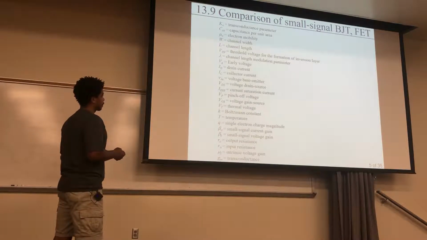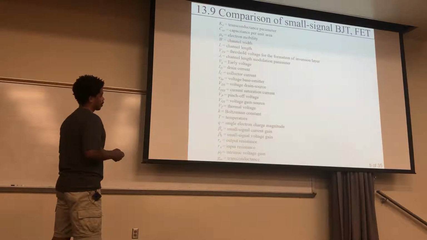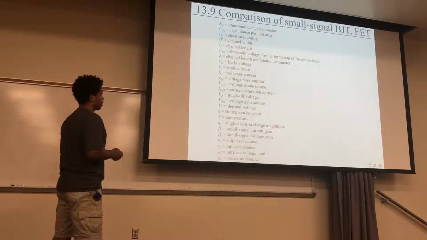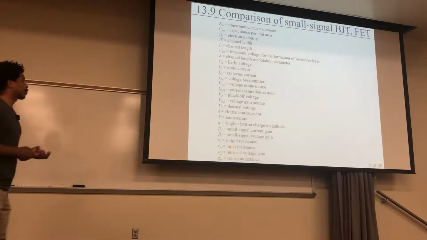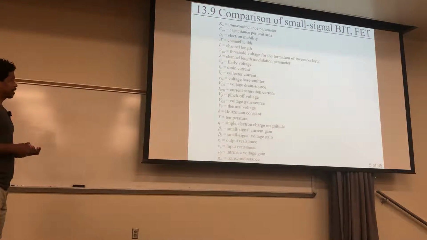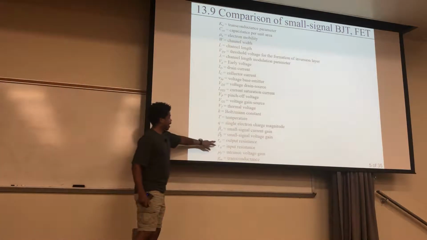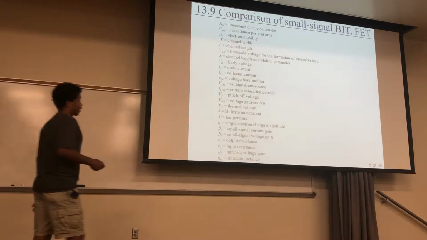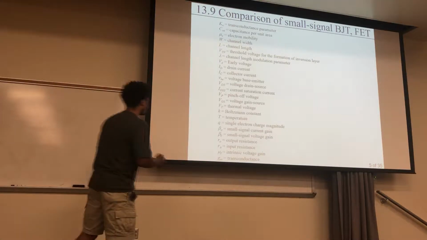K is the Boltzmann constant, T is temperature, Q is the magnitude of a single electron charge, B0 is the small signal current gain, BF is the small signal voltage gain, R0 is the output resistance, R pi is the input resistance. And we'll see another one of these today. We'll look at different versions of this input resistance and output resistance today. UF is the intrinsic voltage gain, and GM is the transconductance.